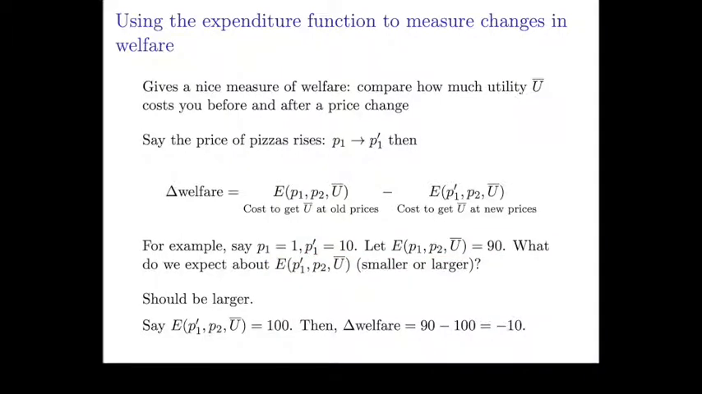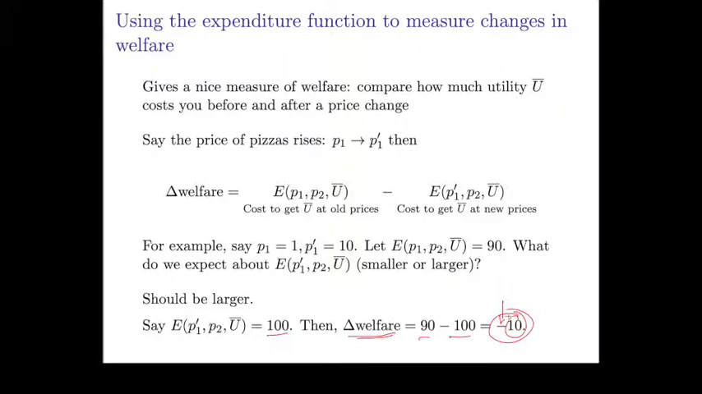So let's suppose, for example, it was 100. Then the change in welfare would be 90 minus 100, which is minus 10. So you have a negative change in welfare. The consumer is worse off. The negative sign always represents the consumer being worse off. But by how much are they worse off? They're worse off by $10. To get to the same utility level U bar, it would cost $10 more.